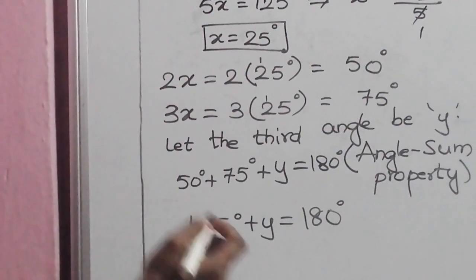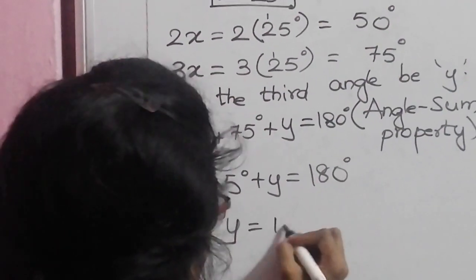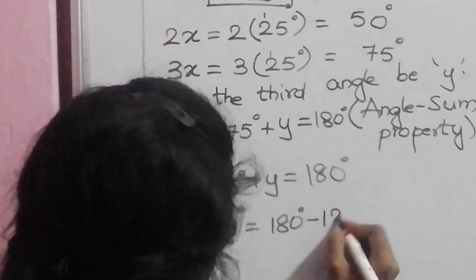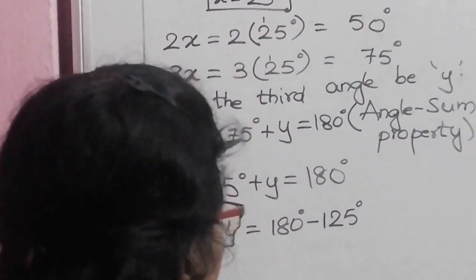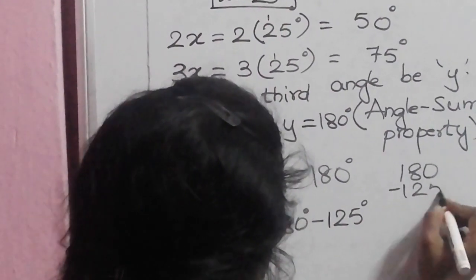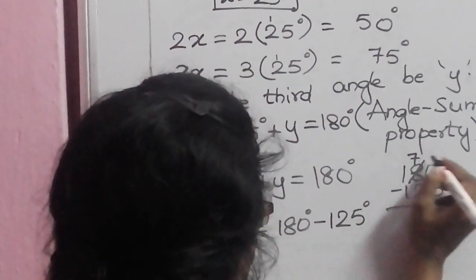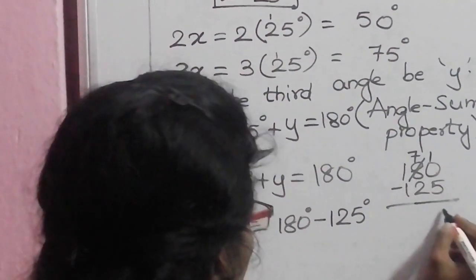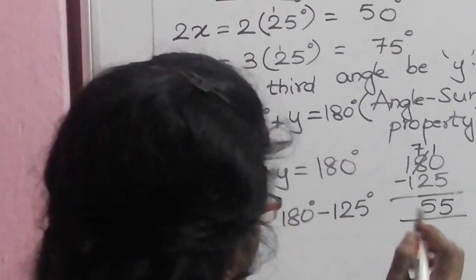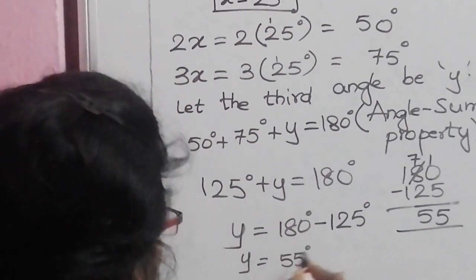So now this y is equal to 180 degrees plus, when it goes to the other side it becomes minus. So it is minus 125 degrees. Let us subtract here. 180 minus 125. 0 minus 5 we can't do, so let's borrow. It becomes 7. 10 minus 5 is 5. 7 minus 2 is 5. 1 minus 1 is 0. So you got the value of y as 55 degrees.